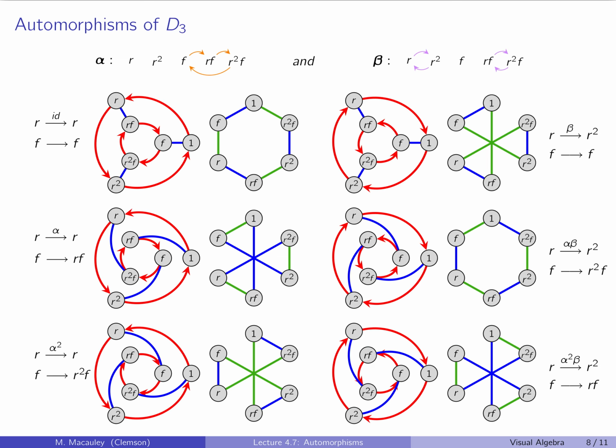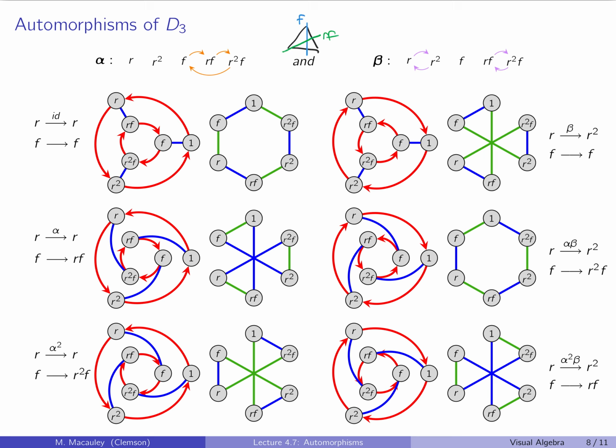Let's now revisit the automorphism group of D3, which we saw earlier. So I'm going to call this the home state of our Cayley graphs. And remember that what this looks like is we have a triangle, and F is going to be the vertical reflection.